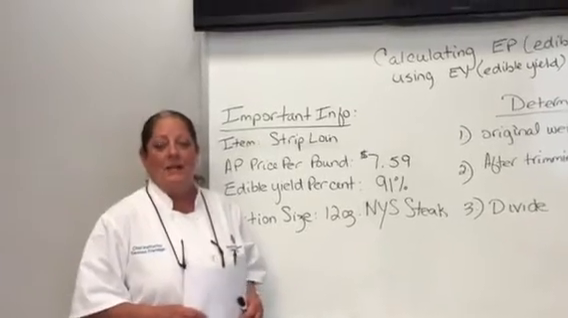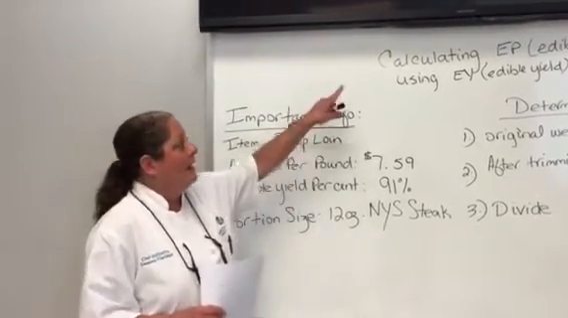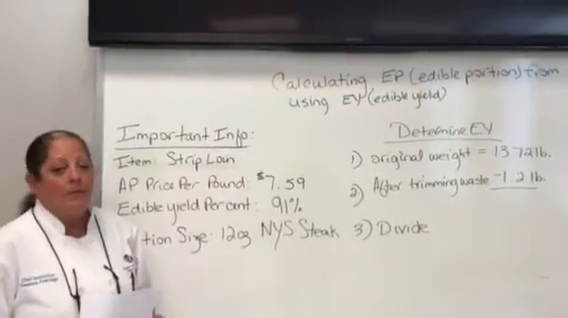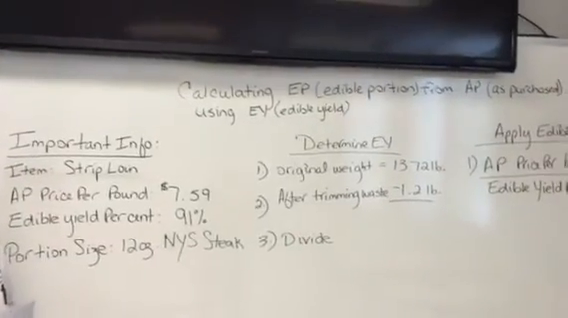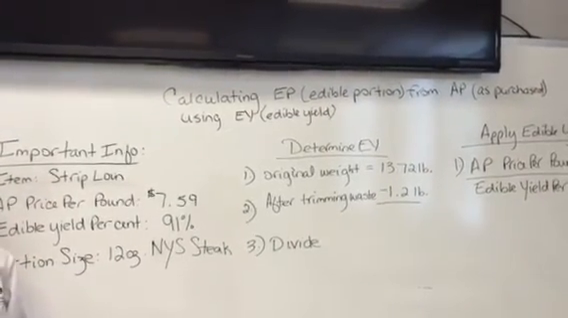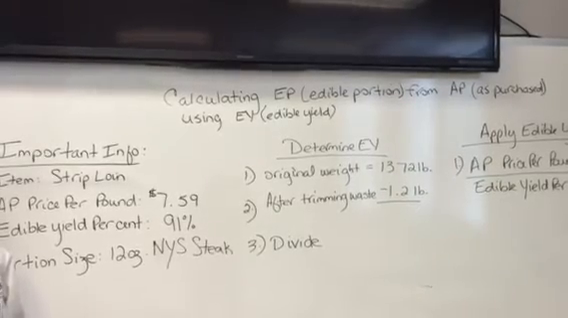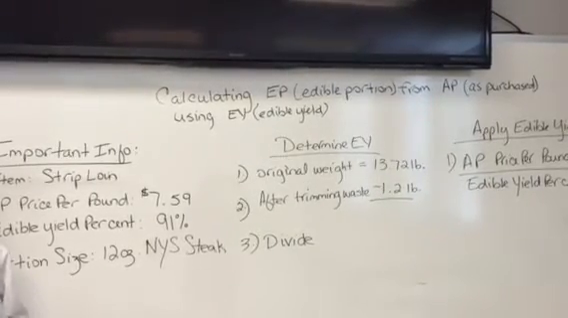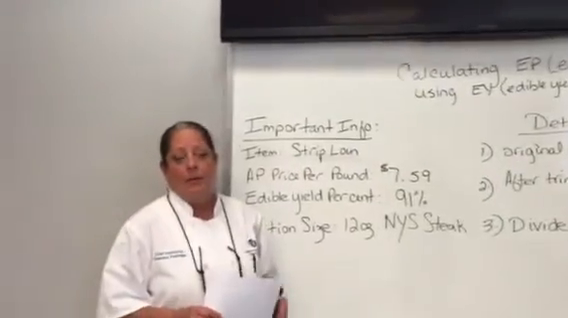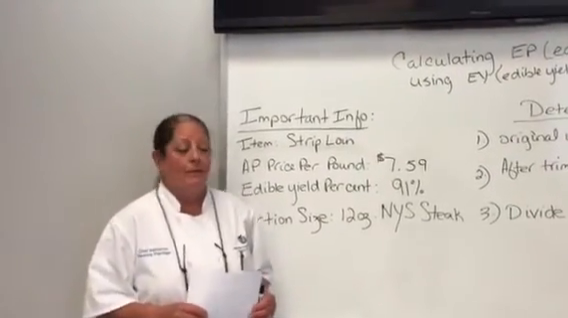Good. Hi everyone. Today we're going to talk about calculating EP, edible portion cost, from the AP, as purchased price, using the EY, edible yield percent. So before you calculate, there's some important pieces of information that you must know.